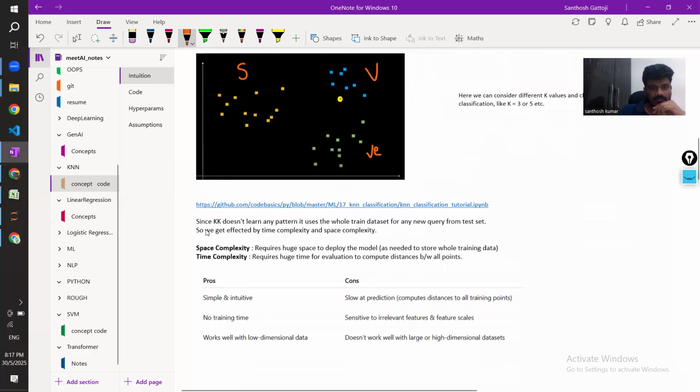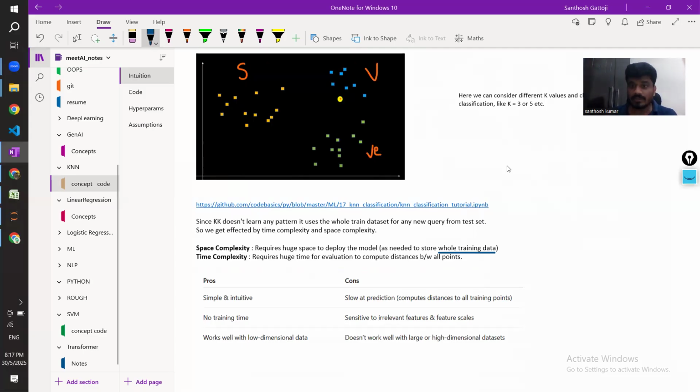Since KNN does not learn any pattern, it uses the whole training data set for any new query from the test set. So we get affected by time complexity and space complexity. Since it is not learning anything, it needs the whole training data set, which takes huge time and space. Why space? Because it needs to deploy the complete training data.